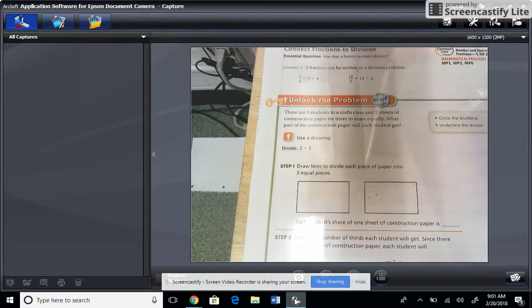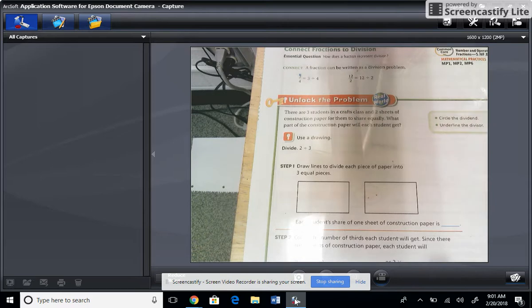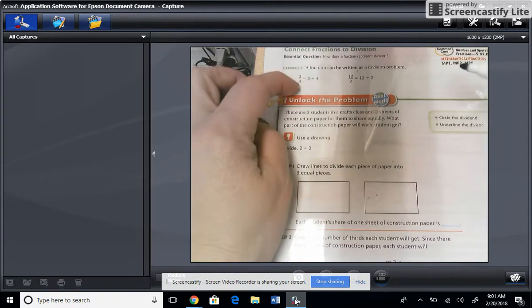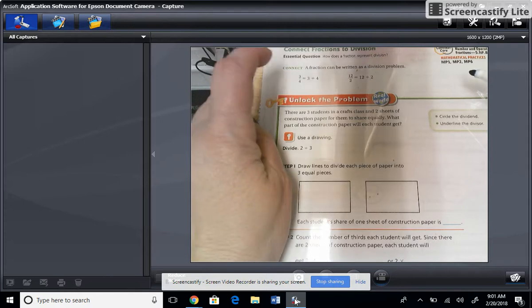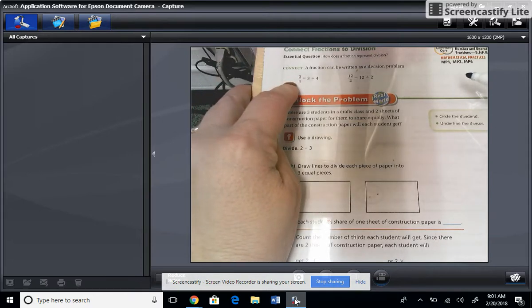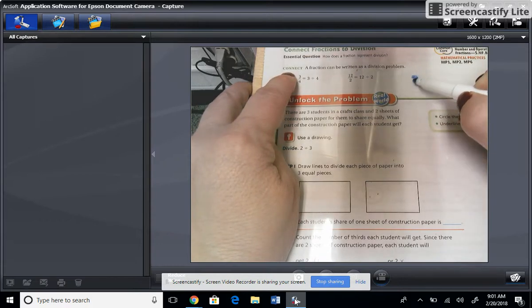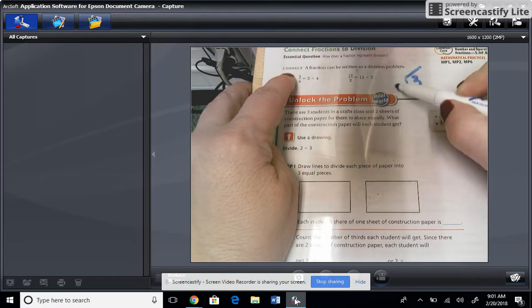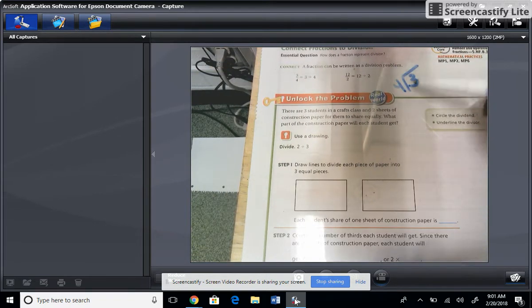And remember here, when you're writing it as a fraction, the numerator is your dividend, and your denominator is your divisor. So that means your dividend always comes first. So if I do 3 divided by 4, that's what that's looking like, 3 divided by 4.